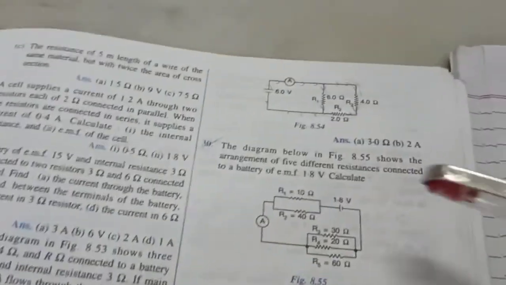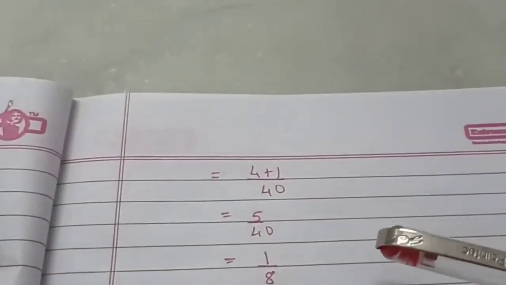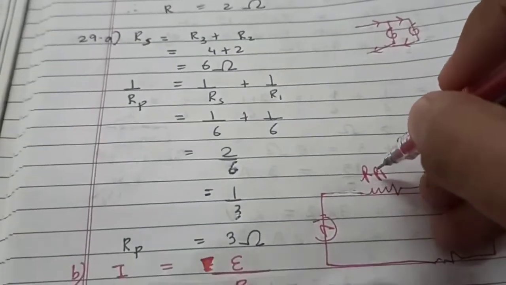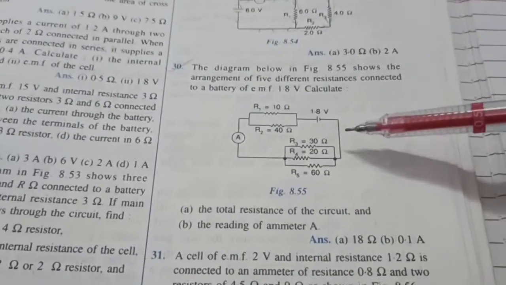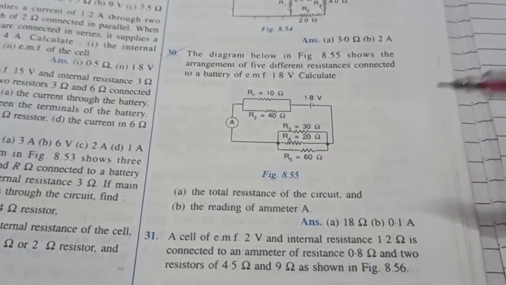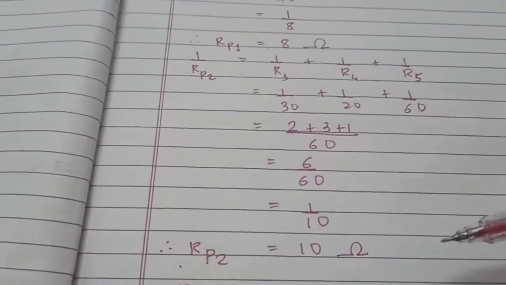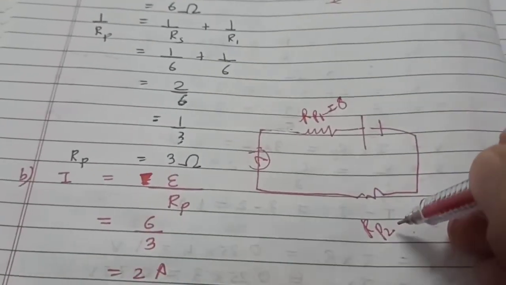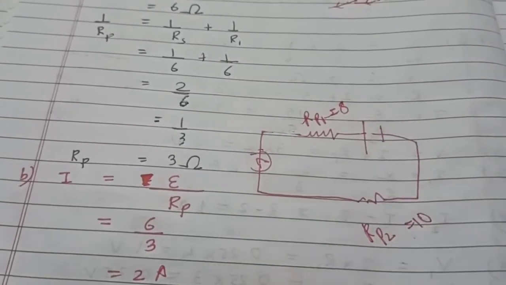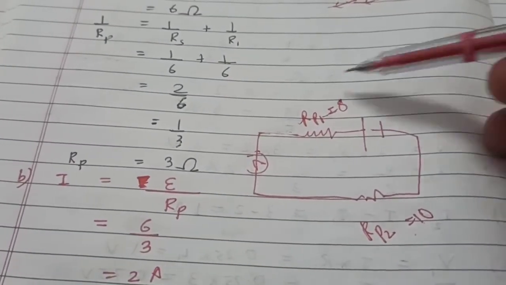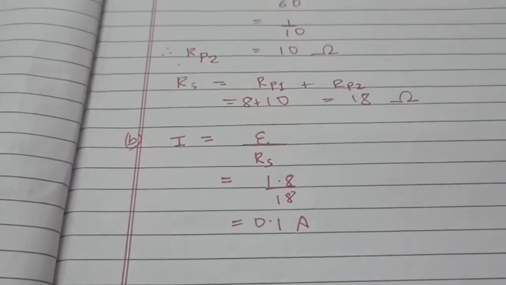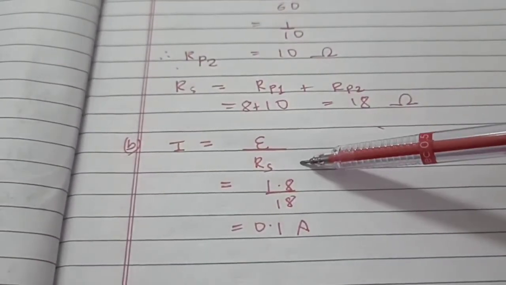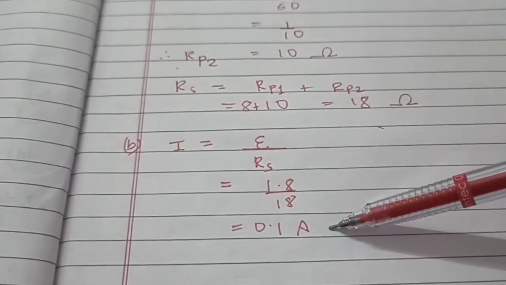So RP1, 10 and 40, calculate it and get the answer 8 ohms. So let me write here 8. Similarly, calculate RP2. We've got 3 values here, 30, 20 and 60. So calculate it. I got 10 ohms. So write here 10. And then they are in series, so the total resistance is 18. There is no internal resistance mentioned. Good. And the current is total voltage upon total resistance, which comes up to be 0.1 ampere.